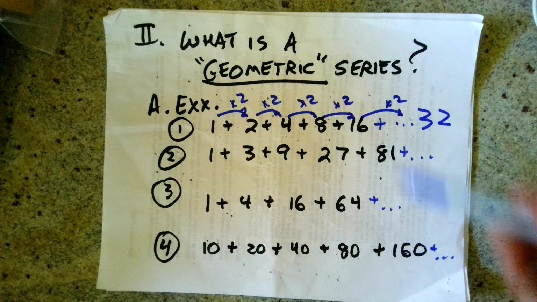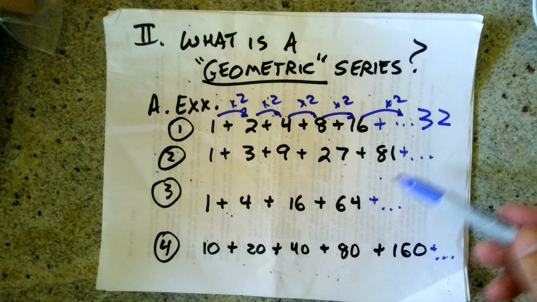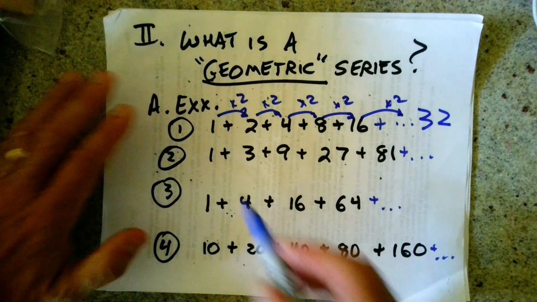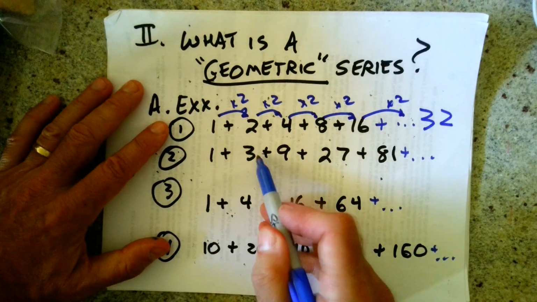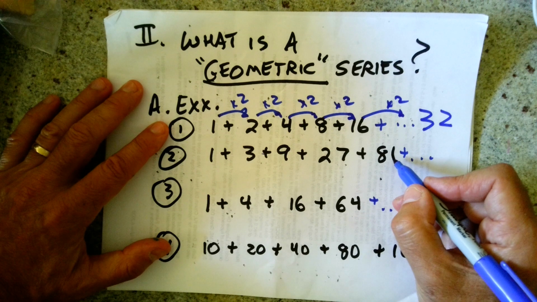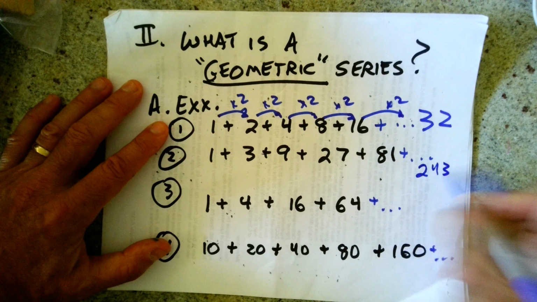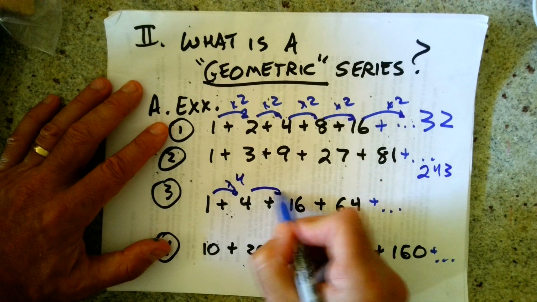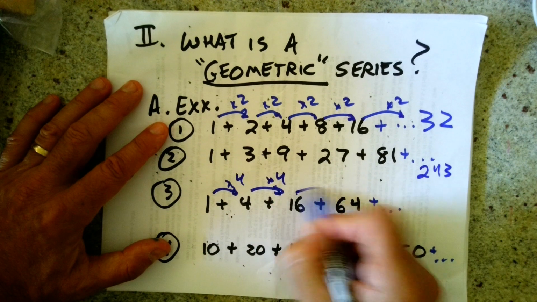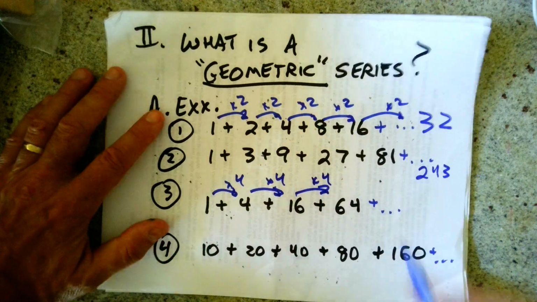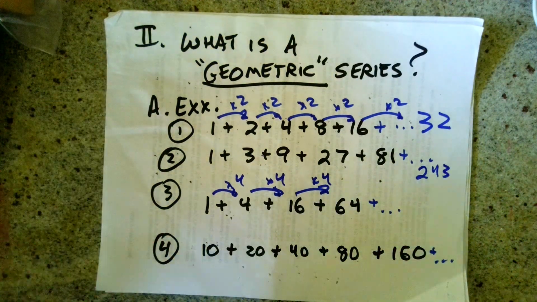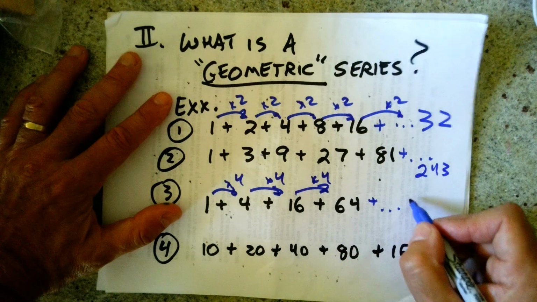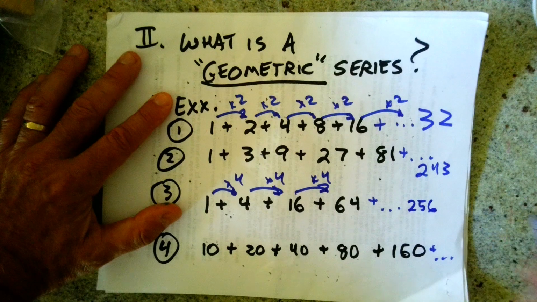Pause the video and see if now you can figure out what the multiplier is for each of these 3 and figure out what the next term would be. Okay? The multiplier for this one is 3. And the next term would be 3 times 81, 243. The multiplier number for this one is clearly times 4. I've made easy geometric series here so you can spot the multiplier. Then we'll learn how to figure out the multiplier if they're not so easy. Okay, and the next term would be 4 times 64, which would be what, 256? Okay.